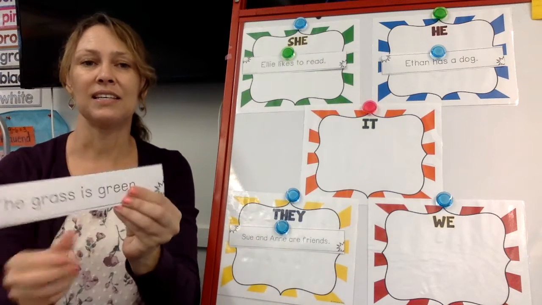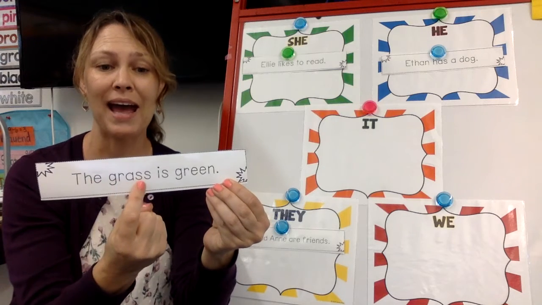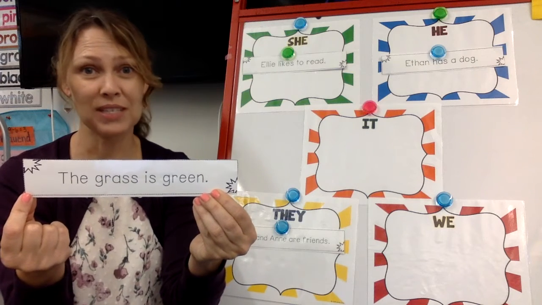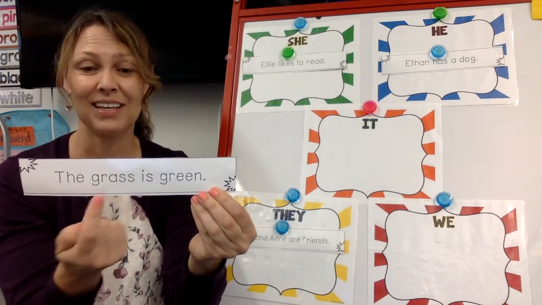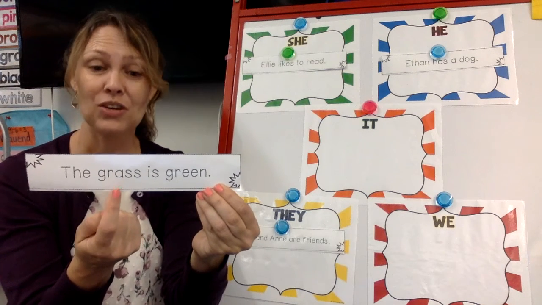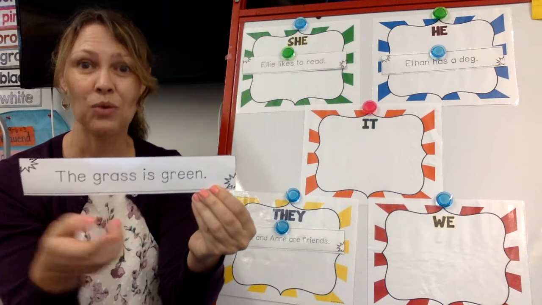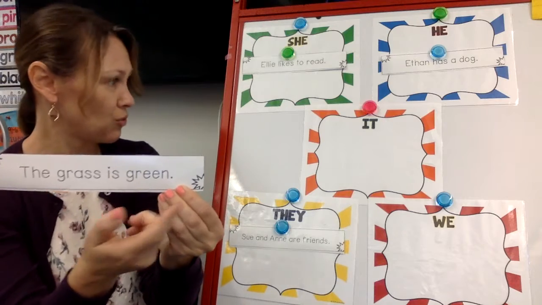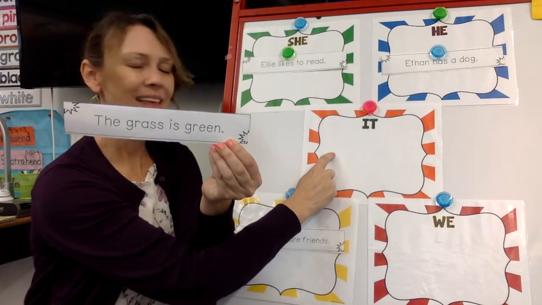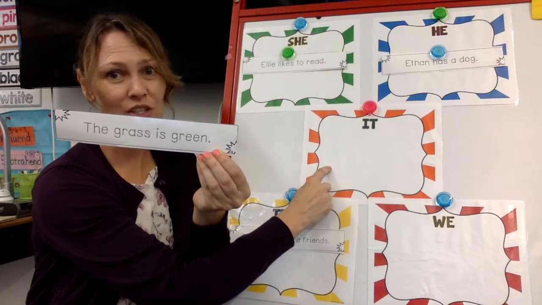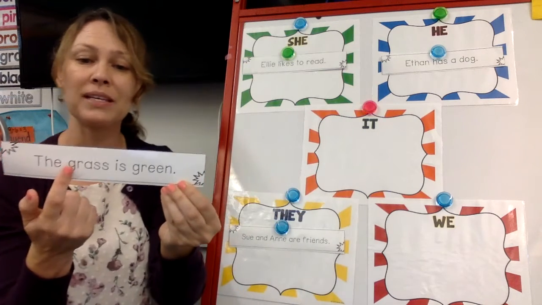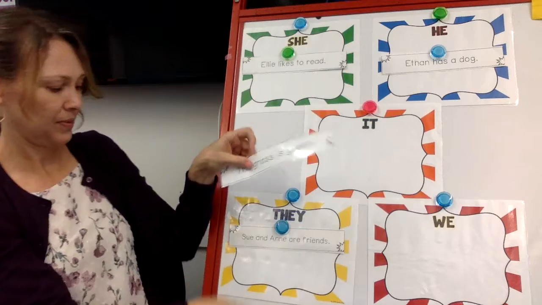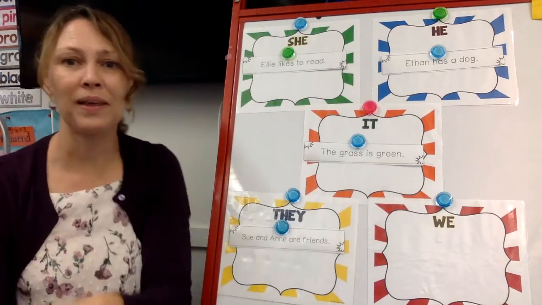Our next sentence is, the grass is green. Now, the noun in this sentence isn't a person, it's a thing. And in this sentence, it's grass. So I'm going to replace the word grass with a different word. The grass is green. I think grass would be it. It's not a he or a she, it's an it. So if I replace that with the pronoun, it is green. That makes sense. So I'm going to put that right there.